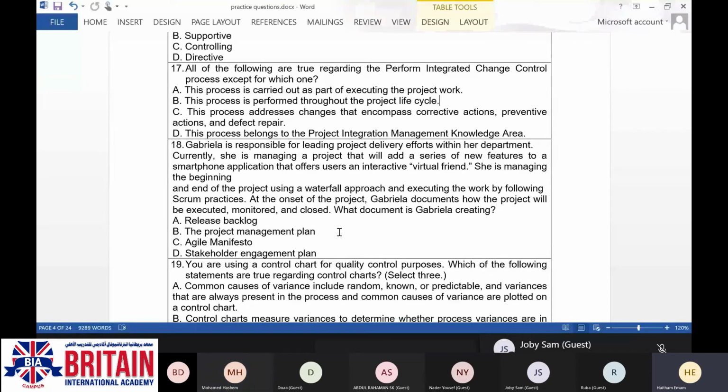When it comes to the Agile Manifesto, the Agile Manifesto is just the principles. It's not a document. If you remember when we were talking about the 14 principles of Agile. A stakeholder engagement plan, nothing in our question is referring to the stakeholders. And again, if we start reading from this point, at the onset of the project, Gabriela documents how the project will be executed, monitored, and closed.